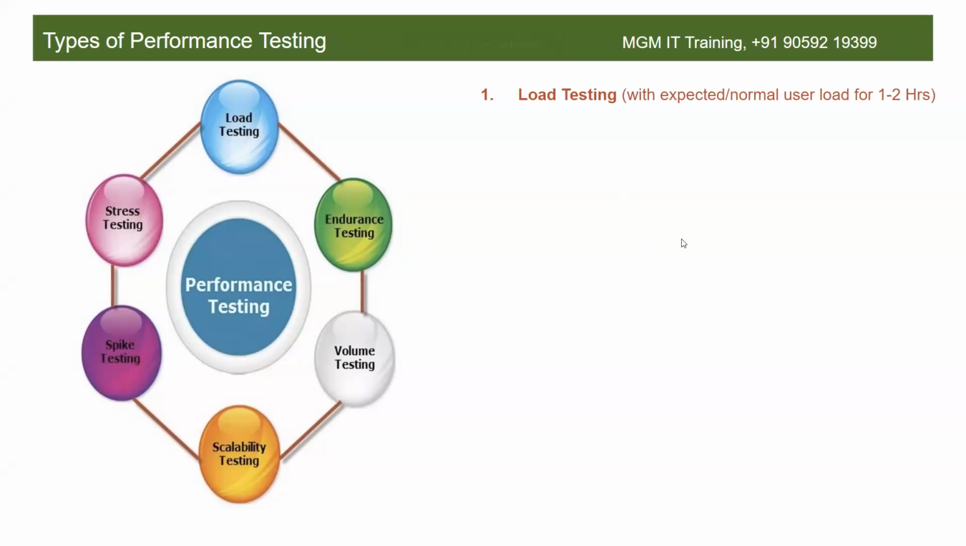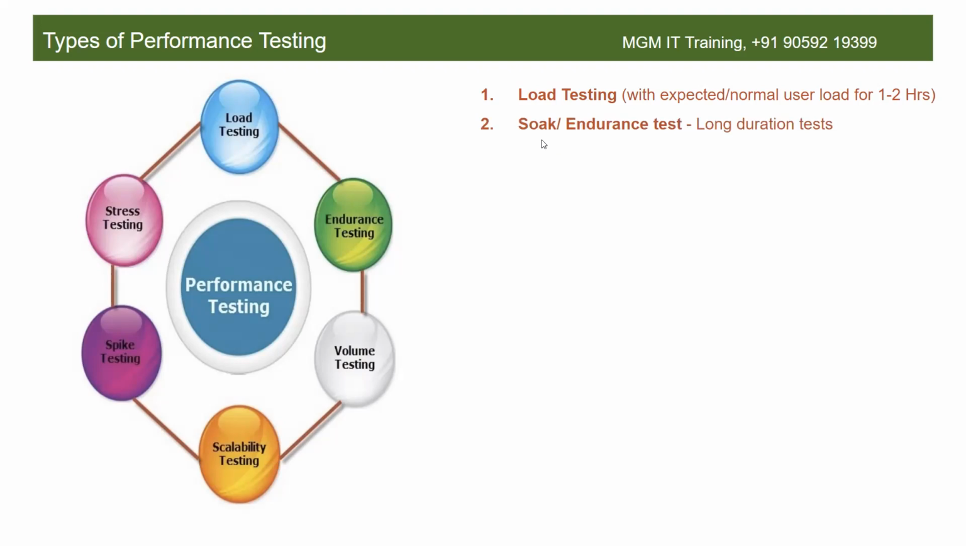Now observe here. These are the different types of performance testing. The first type of performance testing is load testing. Load testing is something which we do with the expected or normal user load for 1 to 2 hours. We already discussed what is the normal user load, or what is meant by target user load, isn't it? So if we do a load test for 1 to 2 hours, that is called load testing.